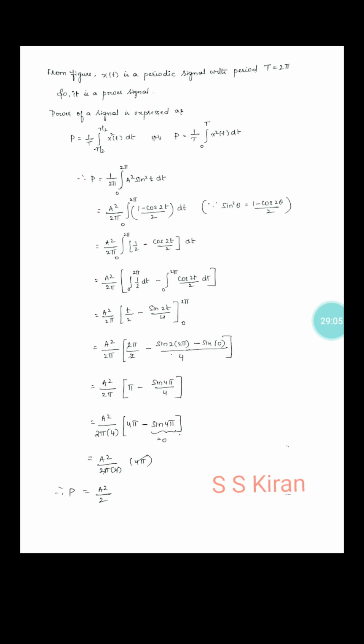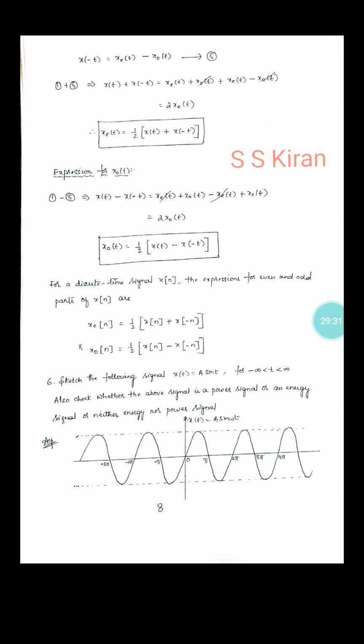From the figure, x(t) from 0 to 2 pi, so P is equal to 1 by time period 2 pi, integral from 0 to 2 pi of A square sin square t dt. Let us take common A square by 2 pi, with sin square t written as (1 minus cos 2t) by 2. Do the integration. Finally you get the value A square by 2, that is P is equal to A square by 2. You can also find the power this way.